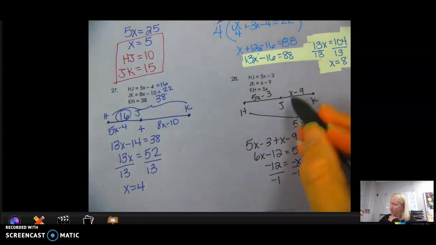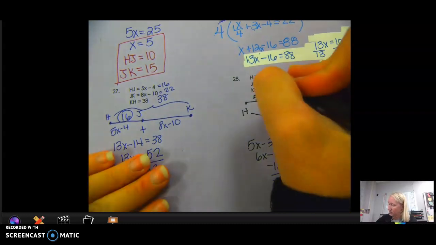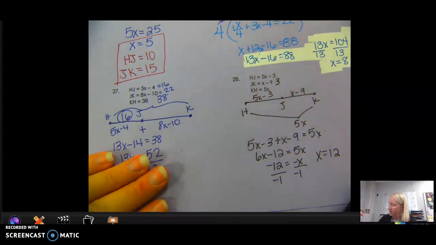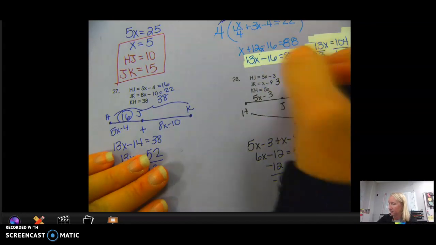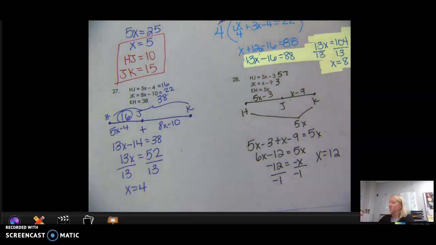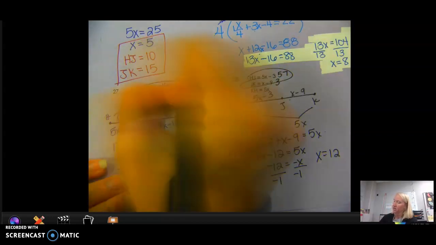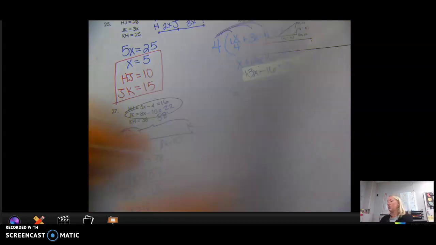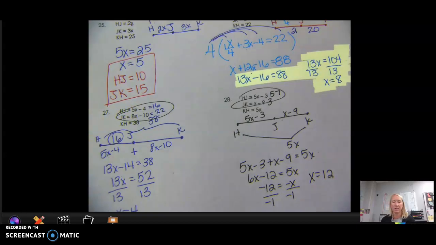Plug it back in. 12 minus 9 for JK is 3. And HJ, 12 times 5 is 60. 60 minus 3 is 57. And that is all for 1.2.